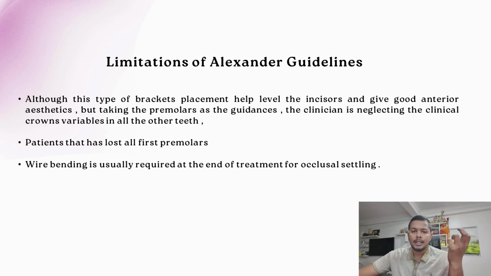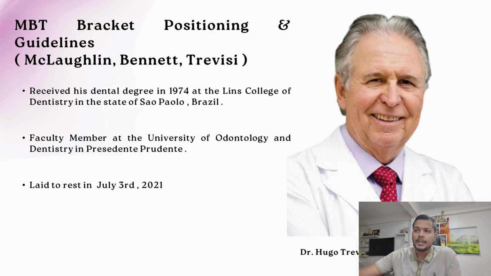What about other cases, like the second stage, where the patient has lost his premolars to caries or other pathological reasons? The next limitation of the Alexander guideline is that wire bending is usually required at the end of the treatment for occlusal settling. For orthodontists who are practicing straight wire orthodontics, wire bending could be a difficult issue. So there could be limitations.